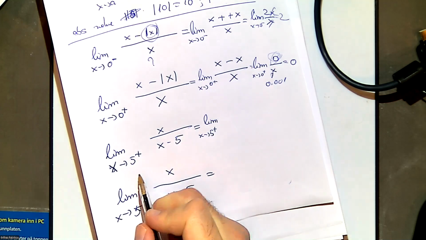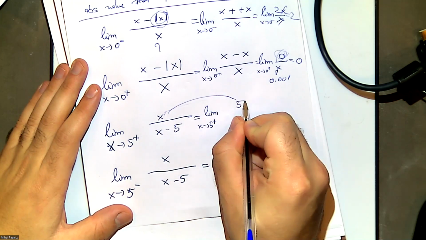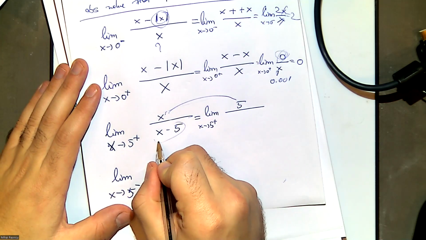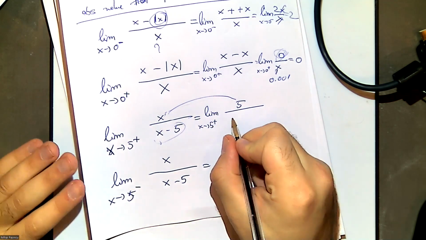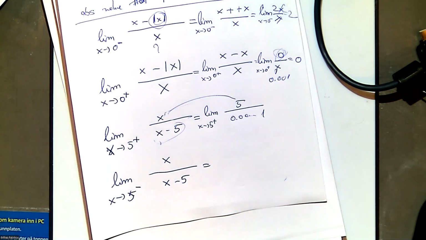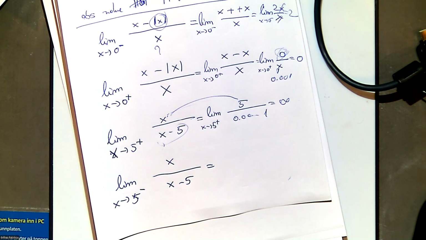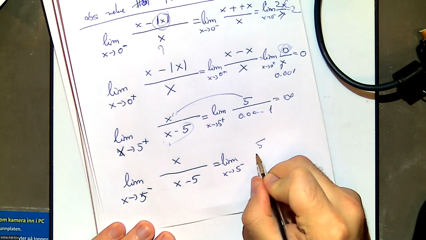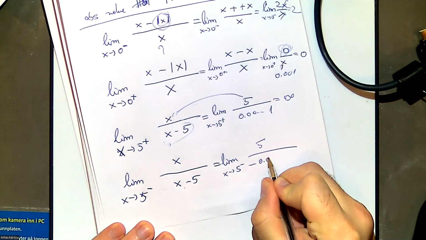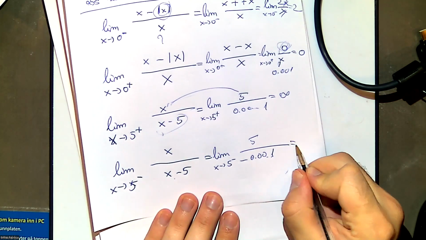But when x goes to 5 with a plus, I can just replace this x here with 5. And if I replace it down below, I'm going to get 5 minus 5, 0. But the idea is that I get 0 with a plus sign, so it's a positive number. So it's 0.00001. So this becomes infinity. And when I go to the other side, I do the same exact thing. The only difference is that this becomes 0.001 with a minus in front. So this is minus infinity.